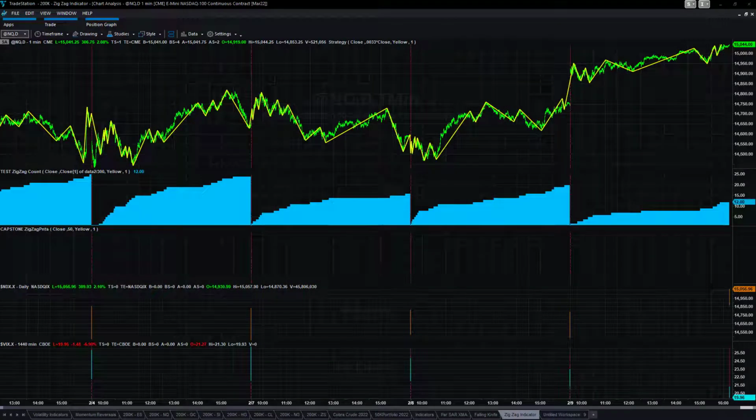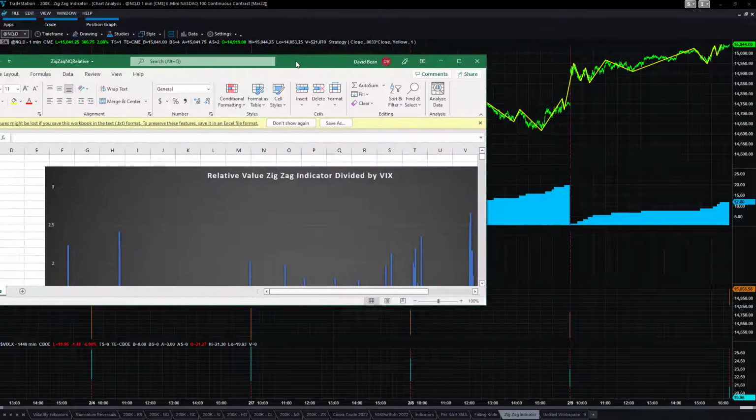Let's go over the trades on the day. Pretty smooth uptrend in the market. Let's look at the Zig Zag Indicator at 12. This is our better day trade indicator for the volatility over the VIX.